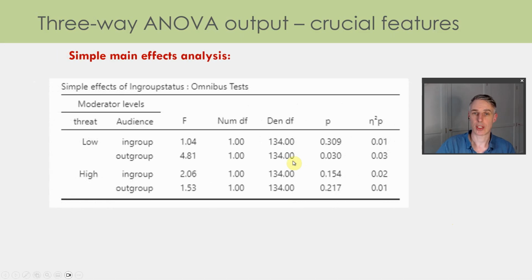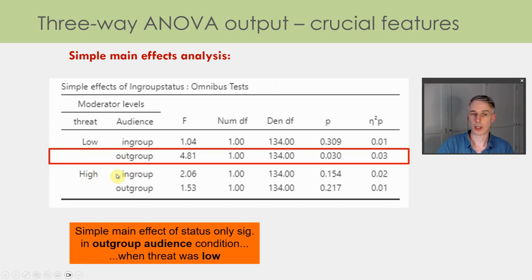Looking at those simple main effects analyses, we now have 4 simple main effects of status, 1 for each combination of the 2 moderator variables, the 2 levels, the variables of threat and audience. We've got the effect of status for low threat in-group audience, low threat out-group audience, high threat in-group audience, and high threat out-group audience. Okay, and we can see that, sort of in line with the hypothesis, the simple main effect of status was actually only significant in the out-group audience condition when threat was low compared to when threat was high. In the out-group audience condition when threat was high, there was no effect. Okay.